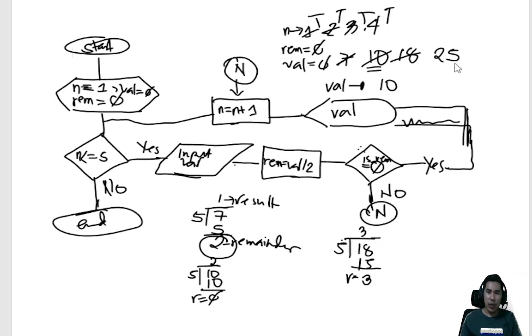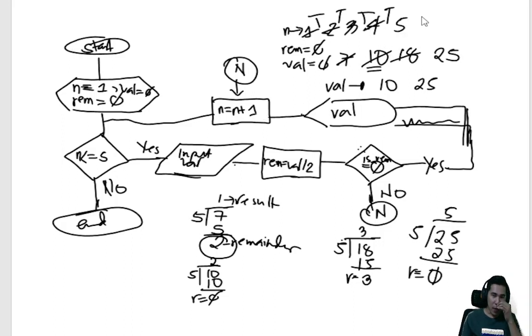So after inputting 25, we divide 25 by 5. Of course, that's 5. And the remainder is actually 0. So is remainder equal to 0? Yes. It prints val, which is 25. And then n plus 1 is equal to 5. So 5 is less than or equal to 5. That's actually true. Now it goes back here, input the value of val. Let's say the input value is 5.